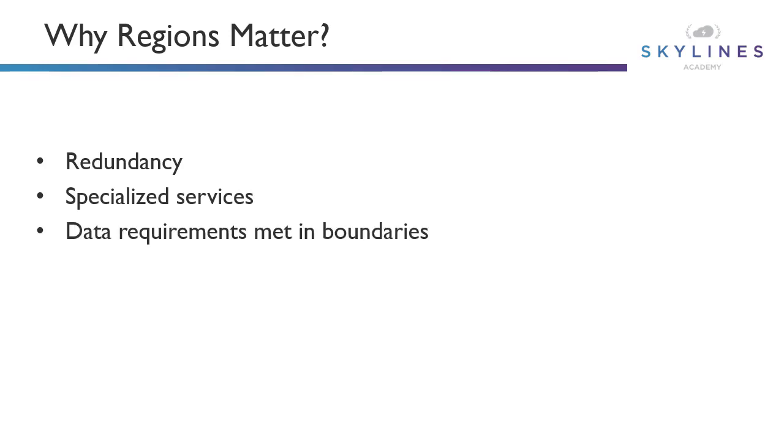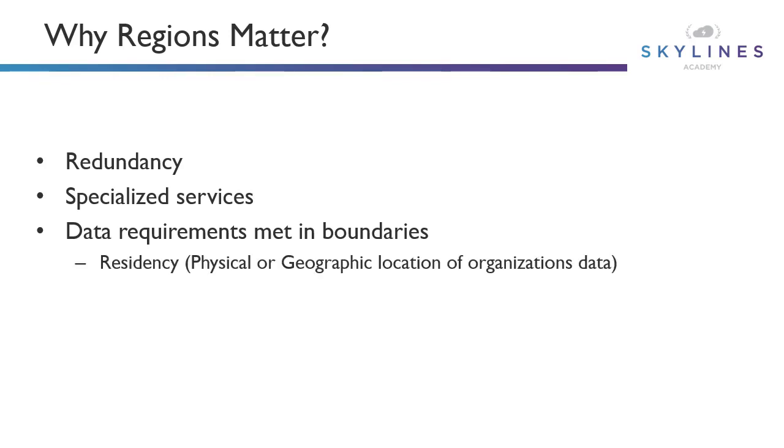In addition, the main one is data requirements met in boundaries. So what does that really mean? Well, residency is a big one. So physical or geographic location of your organization's data. Where can that data actually reside? Sovereignty, so does it have to remain inside of the US? There's rules between different countries and how data is governed. Those are key decisions as well. Compliance is another one. That could be regulatory compliance or compliance with, say, your customers' policies.